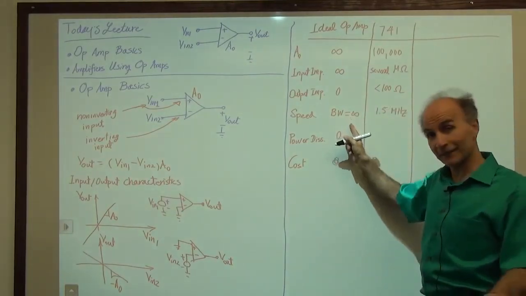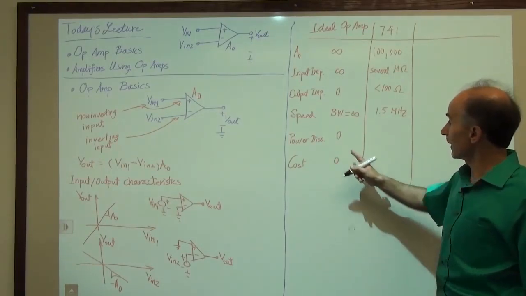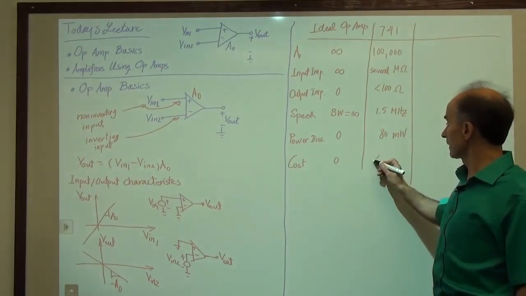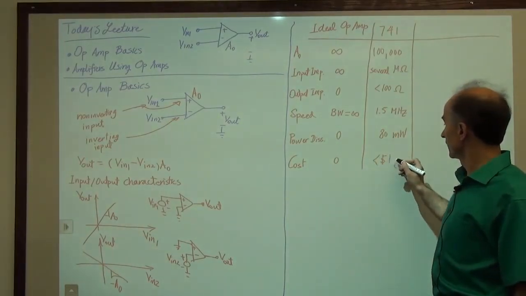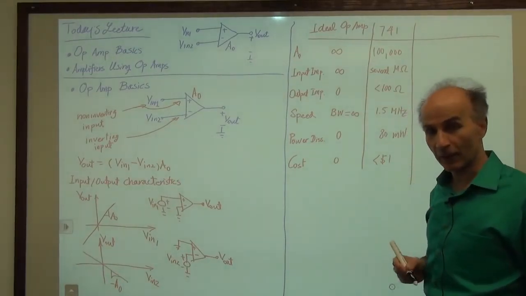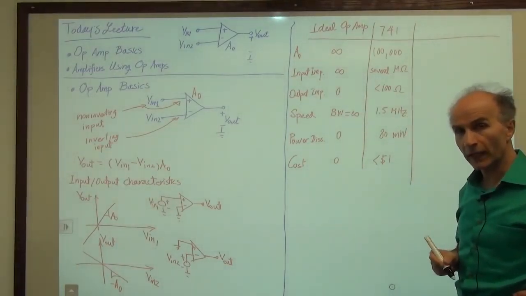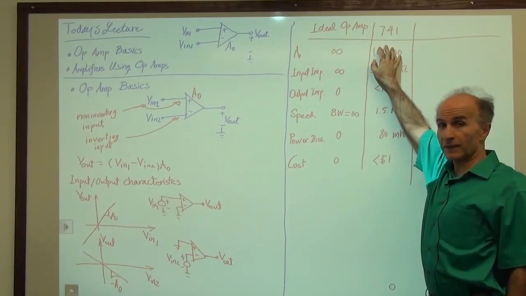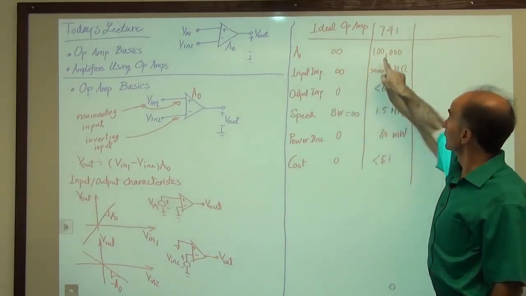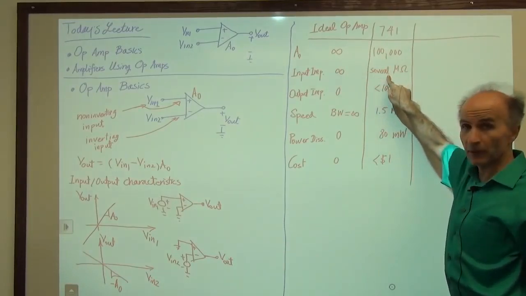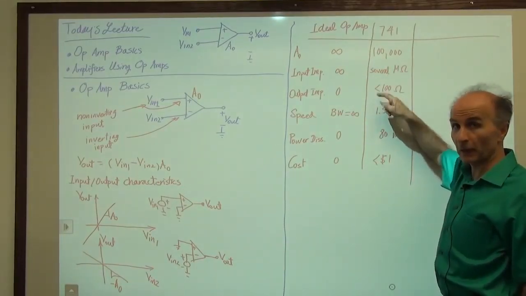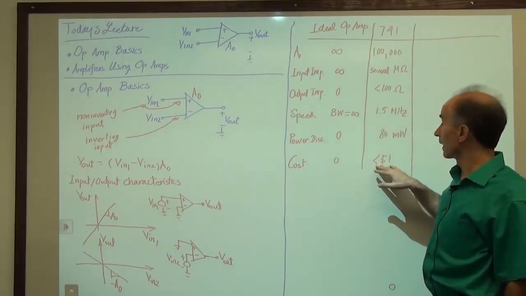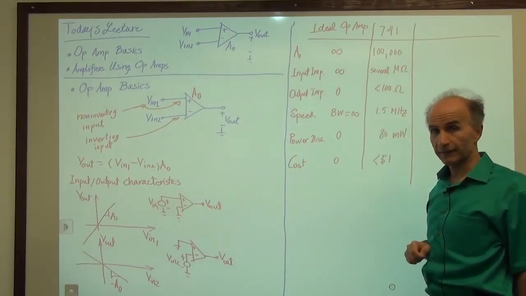So not quite infinity, right? It's a low bandwidth op-amp. The power dissipation is about 80 milliwatts. And the cost is less than $1. I don't know how much it is, maybe $1 or 50 cents or something in that range. Okay, so when we compare these two columns, we see that the 741 approaches the ideal op-amp in a couple of respects, in terms of the gain and in terms of the input impedance, maybe even in terms of the output impedance, depending on what we're trying to do. But these other ones, of course, the cost is also relatively low, but these other ones are not really ideal.